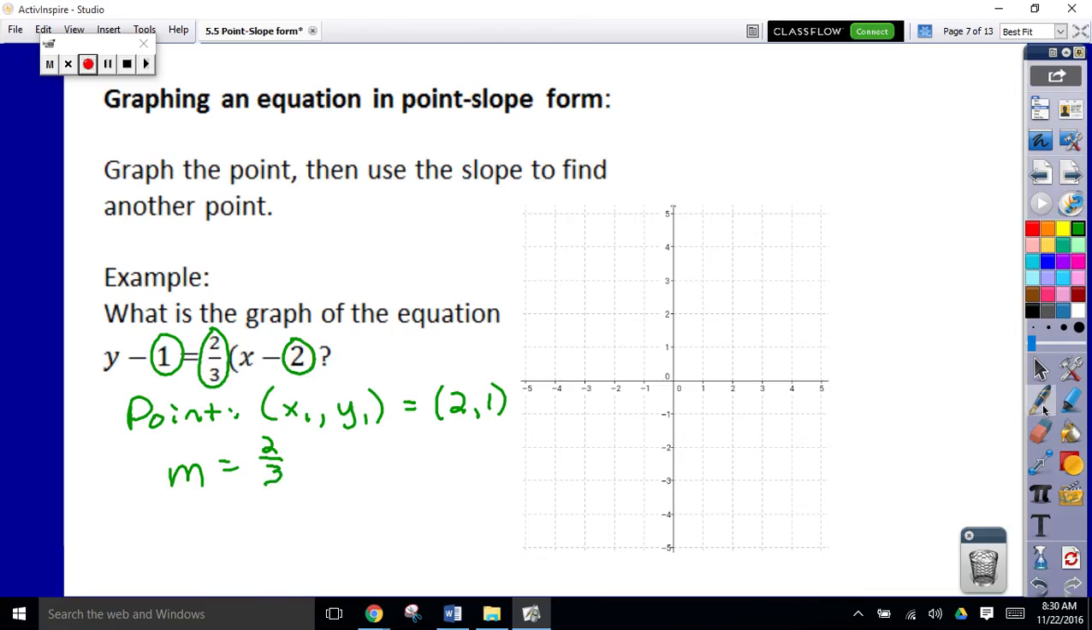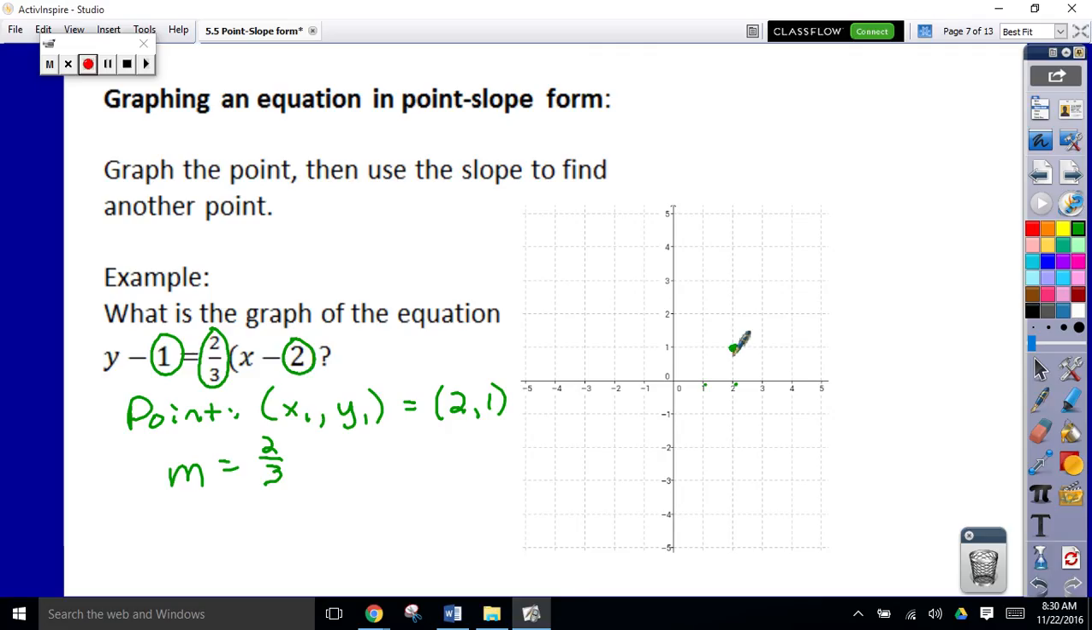So when I go to graph my equation, first I'm going to plot this point. And remember, when you plot points, you go along the x-axis first and then the y-axis. It's the opposite of slope. When we do slope, we do y and then x. But this is x, so we go over to 2 on the x-axis, up to 1 on the y-axis. So our first point is here.